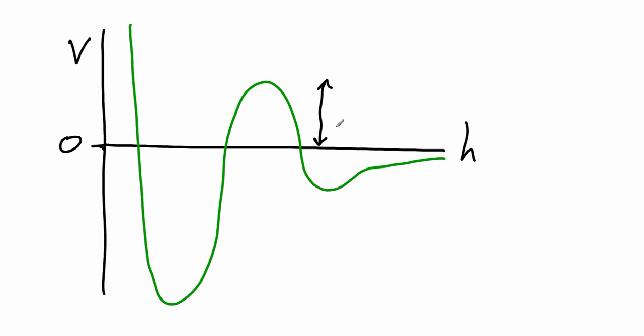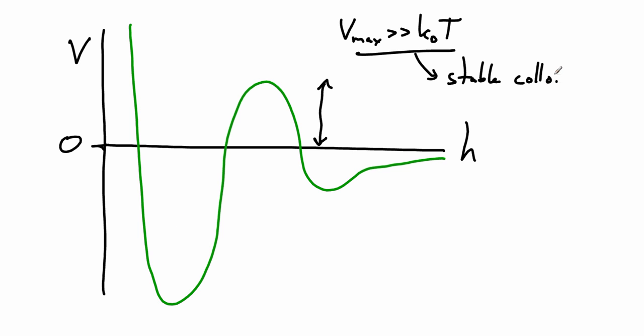And when Vmax is large, if Vmax is much greater than kT, that means that your particles will come, they'll be weakly attracted to one another, and then as they get closer, the energy goes up and they'll bounce away. And basically you won't be able to get into this well. And that means that you'll have a stable colloid, because this represents the electrostatic barrier to going into the primary minimum and coagulating the colloid.